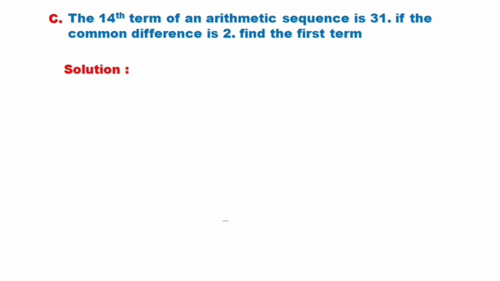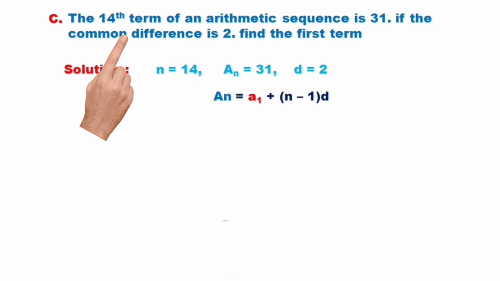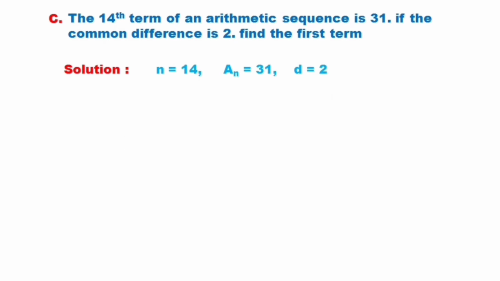Example letter C. The 14th term of an arithmetic sequence is 31. If the common difference is 2, find the first term. So here is the solution. Our n, or number of terms, is 14. Our a sub n, or the last term, is 31. The common difference, or d, is equal to 2. We are going to evaluate a sub 1, or the first term.